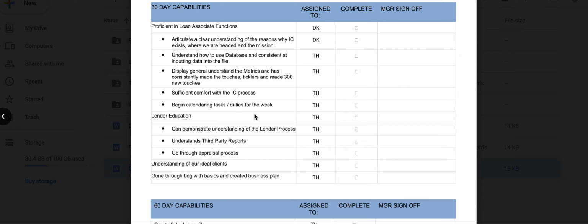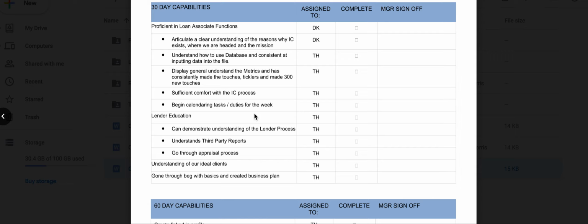Moving on to the lender education, we want to see that you can demonstrate understanding of the lender process. There'll be some education availability on that. We need to know that you are aware of start to finish how the process works with the lenders and demonstrate that to the firm.